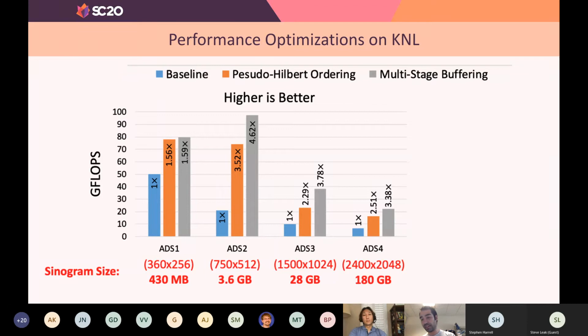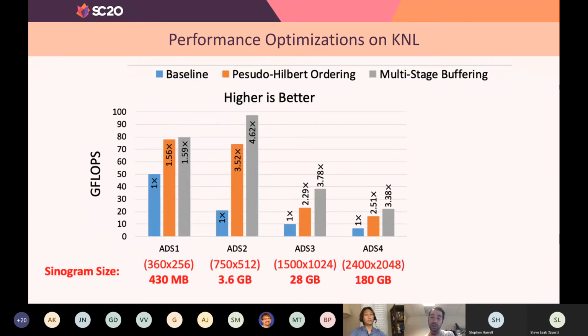So you may end up with higher gigaflops performance than here because KNLs are pretty old. Most probably you will run your code on a newer CPU, so you will see more than 200 gigaflops, most probably. But when you have more memory on CPU architectures, you can try larger data sets like ADS4, which has 180 gigabytes of memory footprint. It will fit in your node, most probably, on your CPU node.